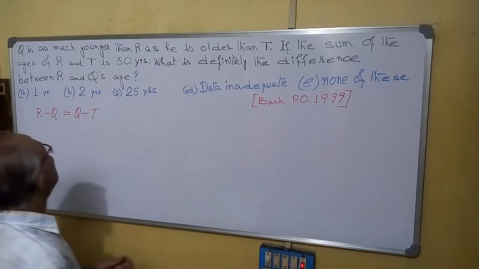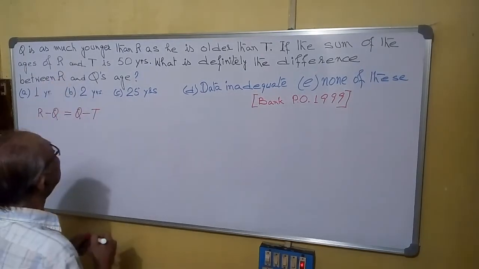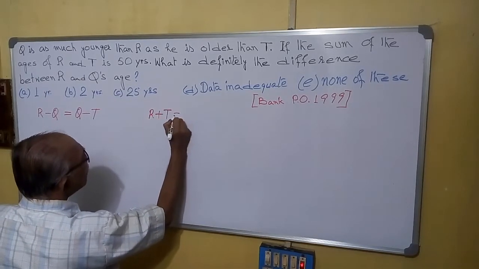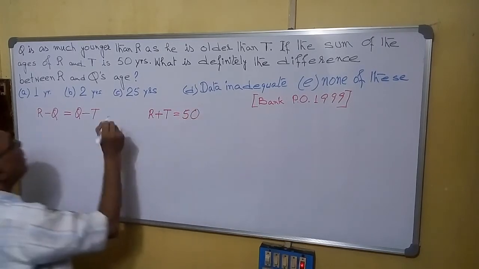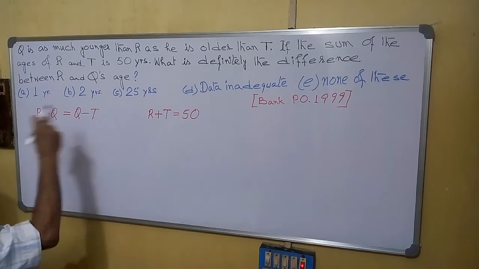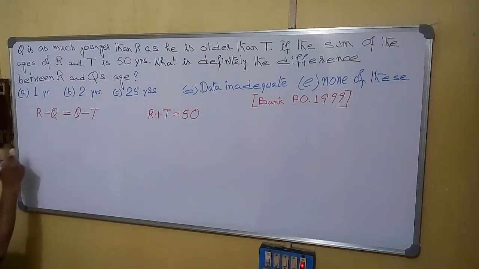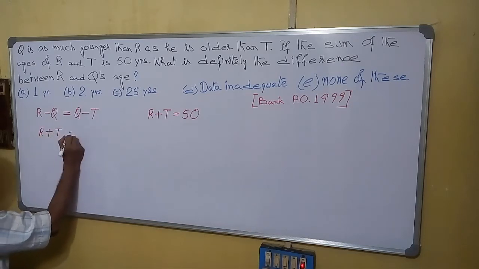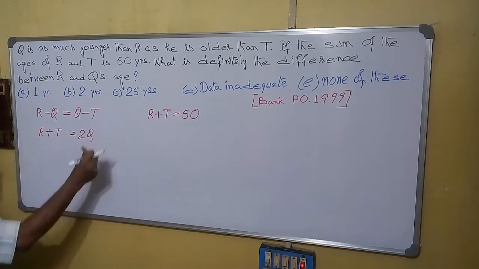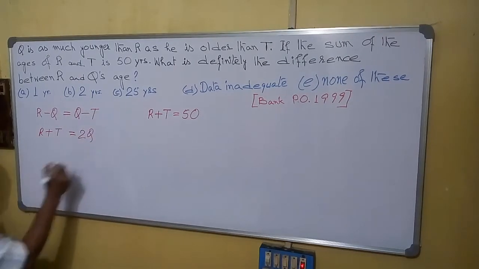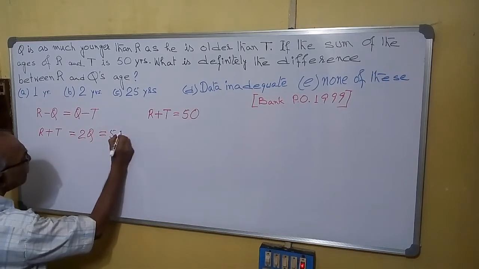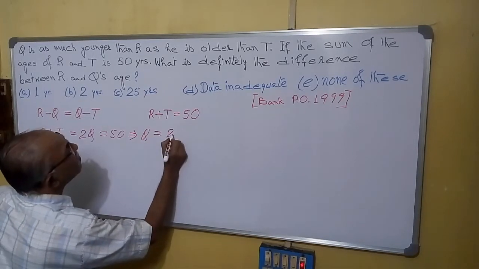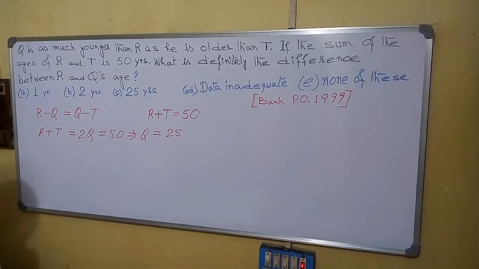Next, what is said? If the sum of the ages of R and T is 50 years, so R plus T equals 50. Now we have to find the difference between R and Q. Let us see what is coming. That is R plus T equals 2Q. Now here it is given R plus T is 50. That means 2Q equals 50. From here we can say Q is 25. 50 by 2 is 25.